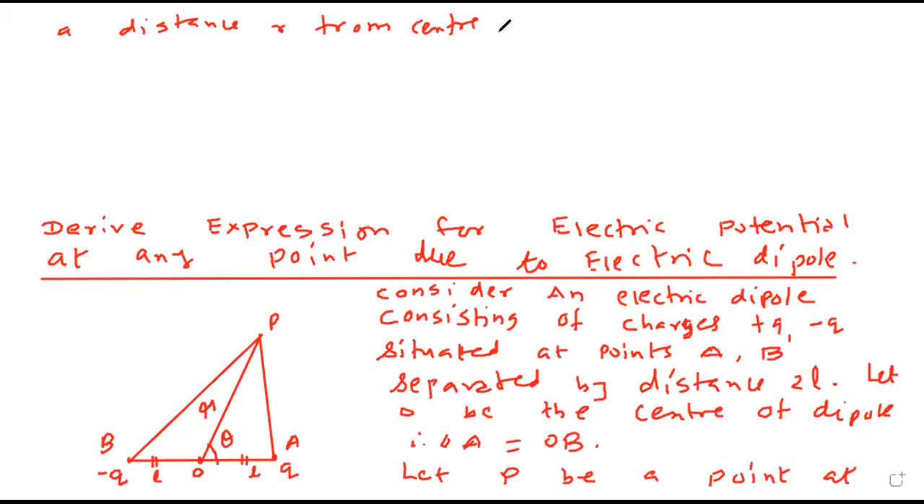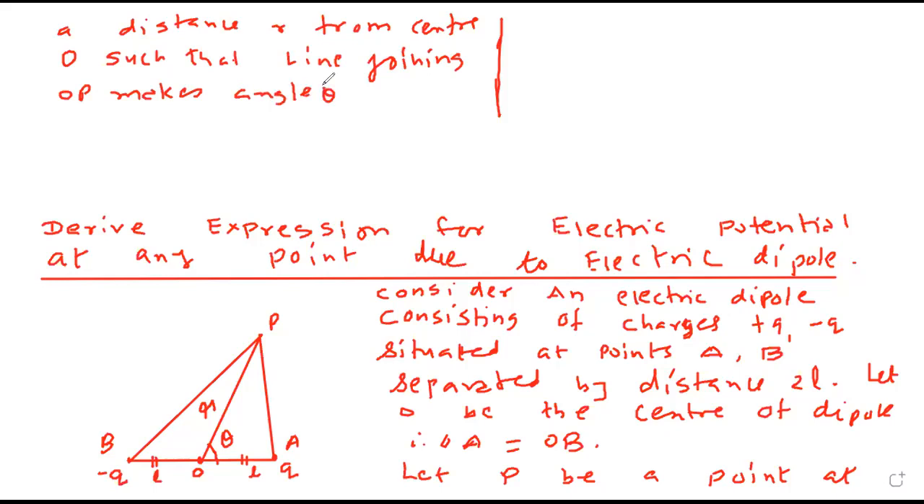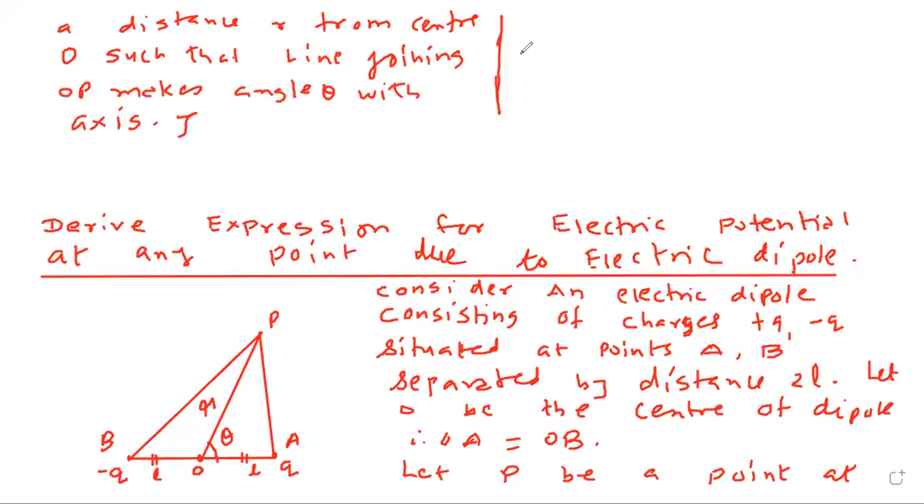Let P be a point at distance R from center O, such that the line joining OP makes angle theta with the axis. Okay, please copy this one. Draw the diagram and copy it in this. Join AP, PB.